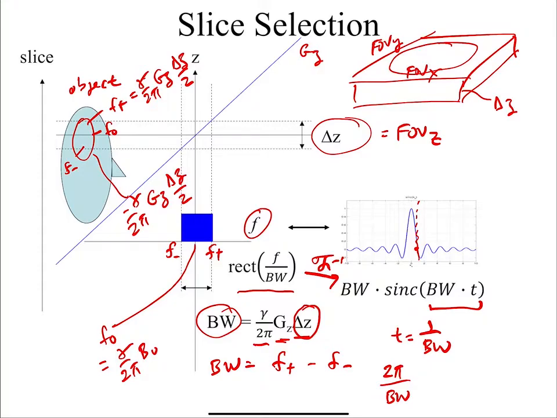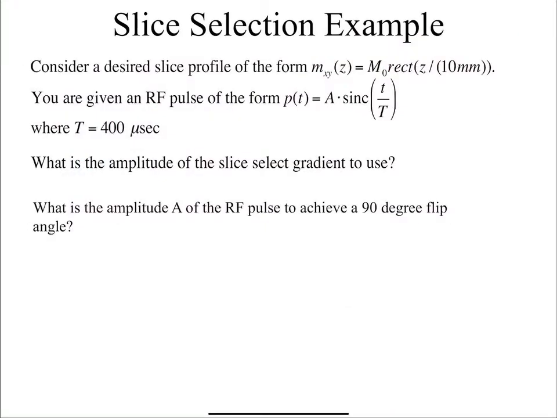Any other questions? Okay, so we're going to do a design problem together, and then we'll give you some problems to work on your own. So here's a classic, very standard design problem. Let's say I want a slice profile of the form rect of z over 10 millimeters, and I'm given a pulse of the form a times sinc of t over T, where T equals 400 microseconds.